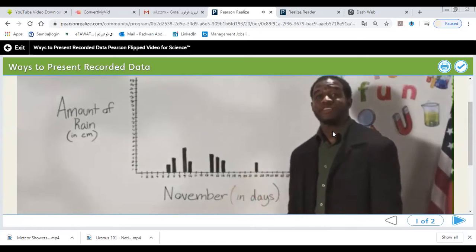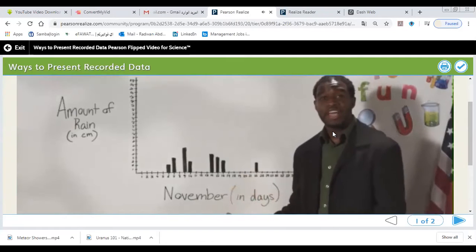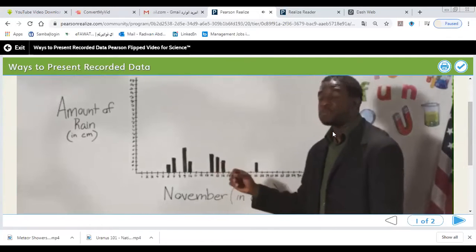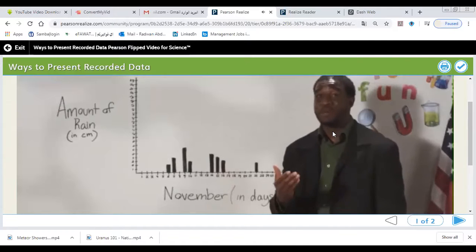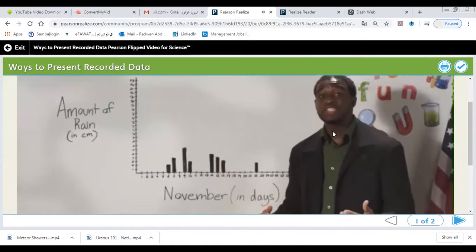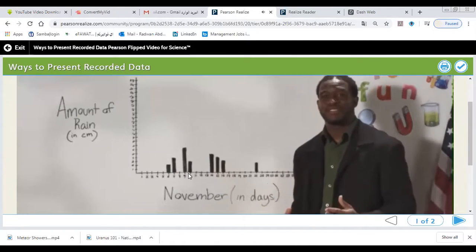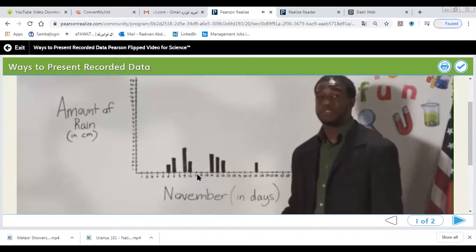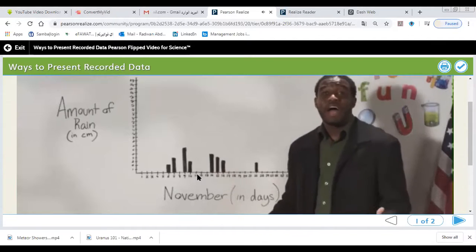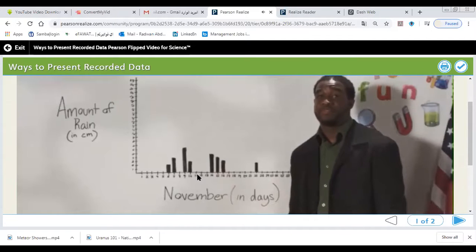We have conducted an investigation to record the amount of precipitation that fell in the month of November. We recorded our data on a data table and displayed it on this bar graph. The last step, and perhaps the most important, in an investigation is to communicate our results. In this investigation, we can present results in a couple of different ways. We could talk about how much rain total fell in the month of November.